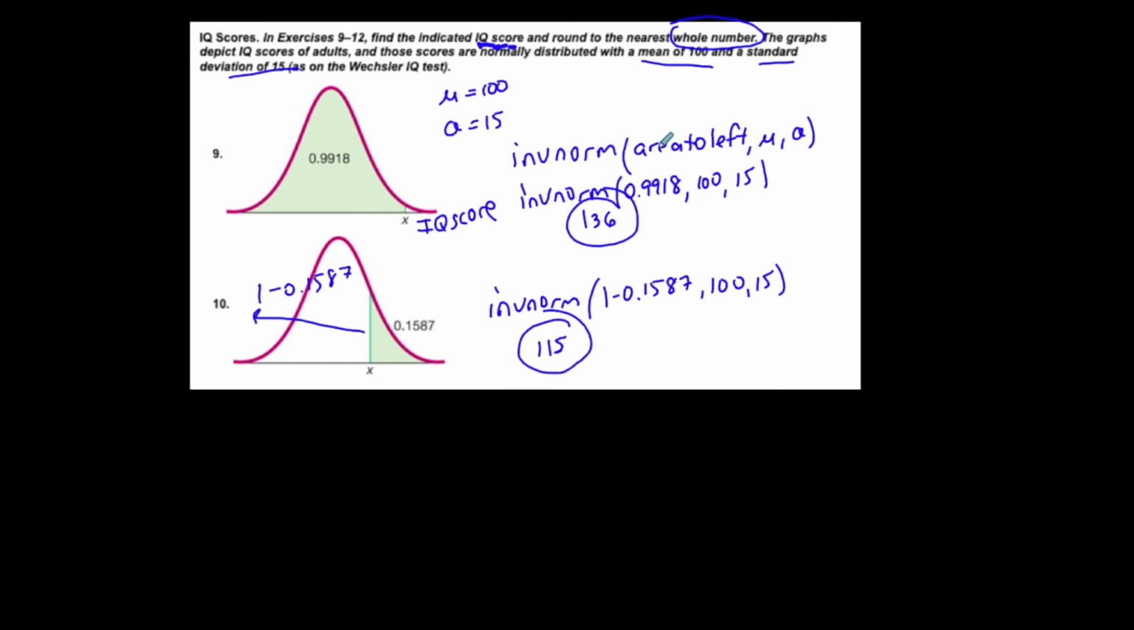So inverse norm is when you're given area and you want a value. If your area that is given is to the right of the value that you want, do 1 minus that number when you do inverse norm.